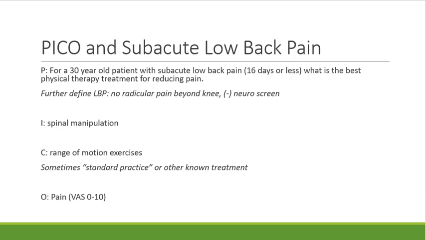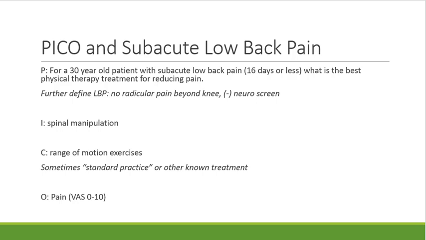Now, a common intervention that I might use is spine manipulation. I'm curious, though, if spine manipulation is any better than range of motion exercises. That might be standard practice. Or maybe if range of motion exercises isn't standard practice, I may be just curious what is standard practice for physical therapy. Could that be the use of ice or heat or just active movement within patient tolerance?